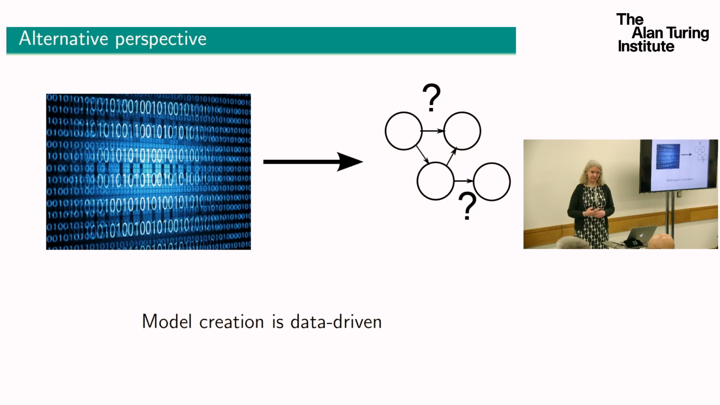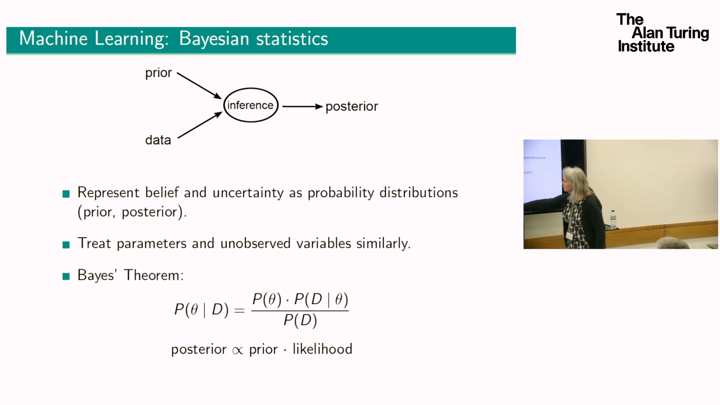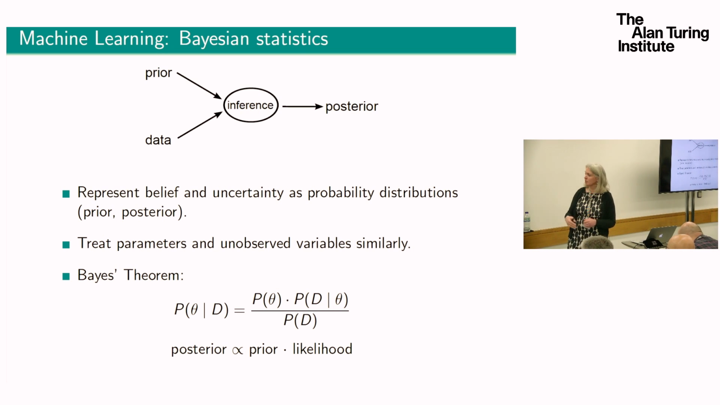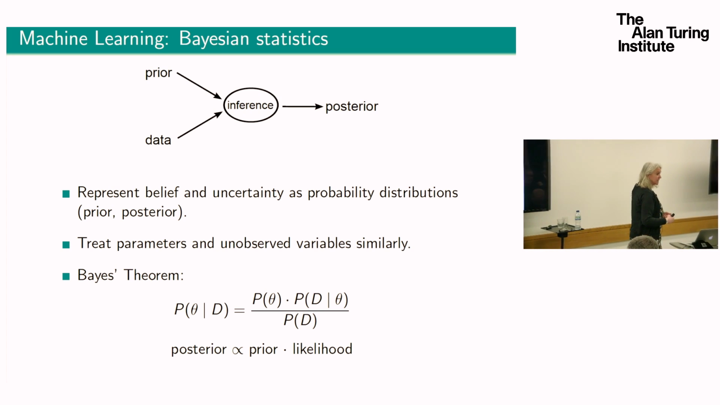But there is, of course, an alternative. The model creation instead can be data-driven. So we start with the data and represent belief and uncertainty as probability distributions. We're talking about a Bayesian representation. And then treat parameters and unobserved variables in a similar way and use Bayes' theorem to try and update our beliefs about the system. So we have some kind of prior knowledge that we believe about what the rates might be. And then we have evidence from running our model, and then we can say how that helps us update our belief about those parameters.